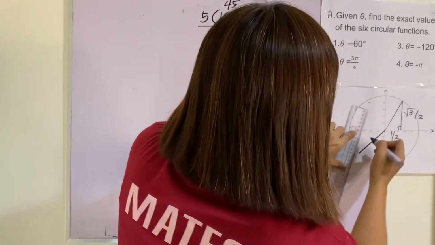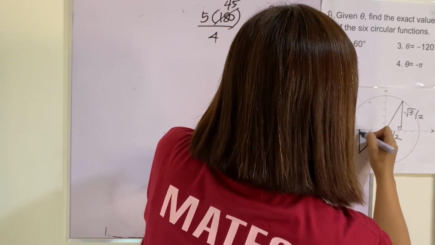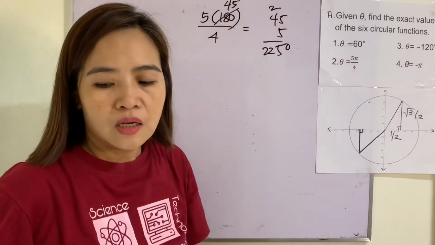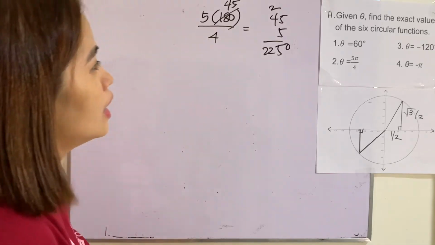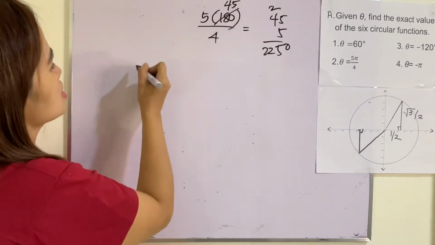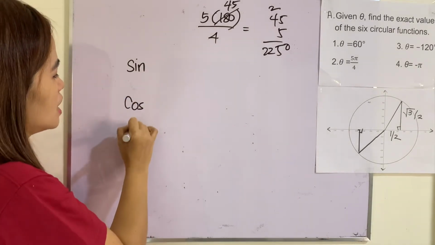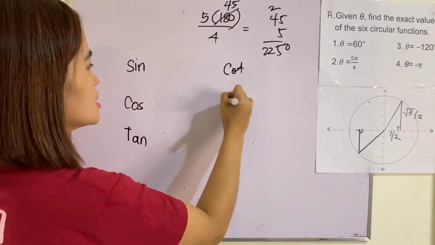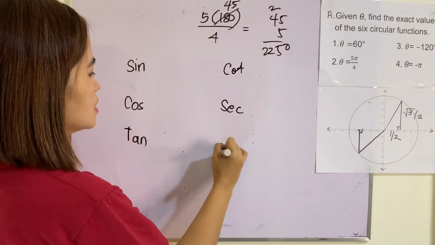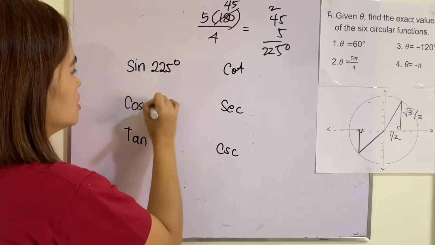Let's see. Again, I will be connecting it here to the x. Okay. And that's it. We know that this one is a 45-45-90 degree angle. We can now find the 6 circular functions: sine, cosine, tangent, cotangent, secant, and cosecant. And of course, this one is 225 degrees.